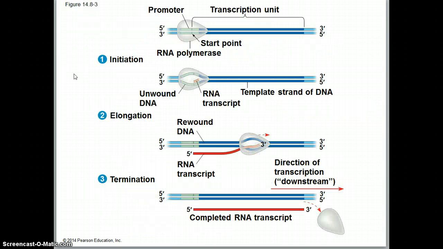So here are the three steps of transcription. There's initiation, elongation, and termination. Initiation is the binding of the RNA polymerase with the help of transcription factors at the promoter region.